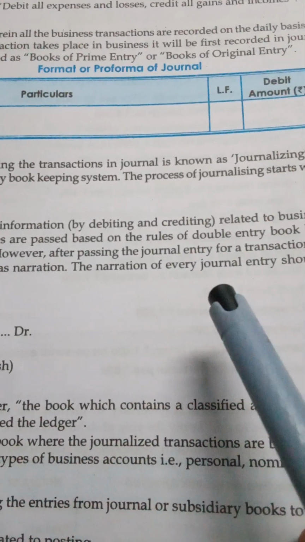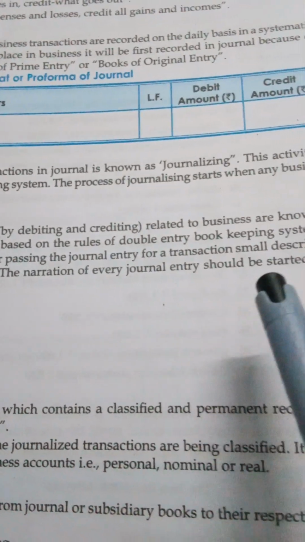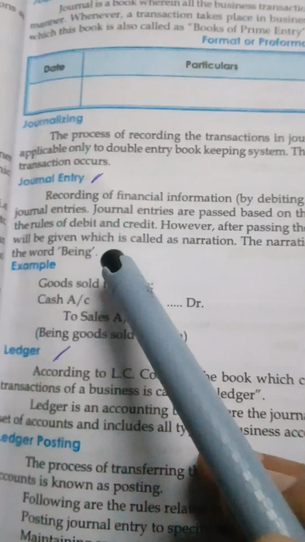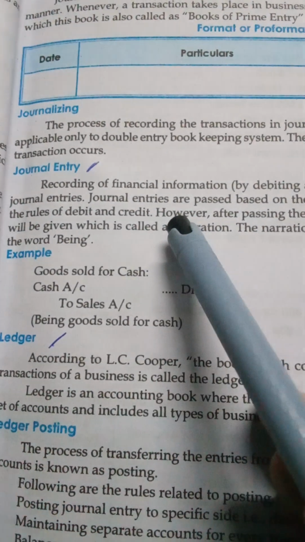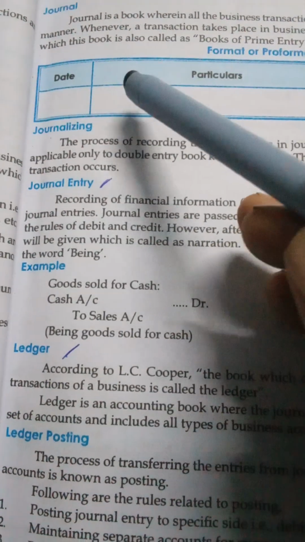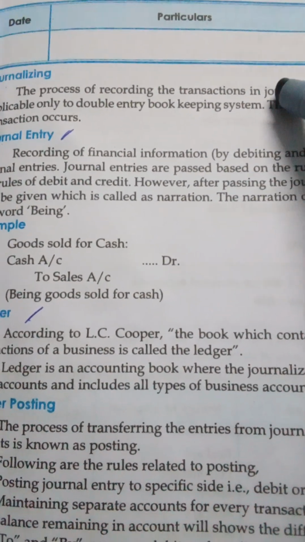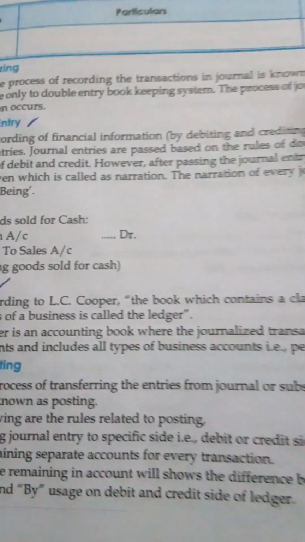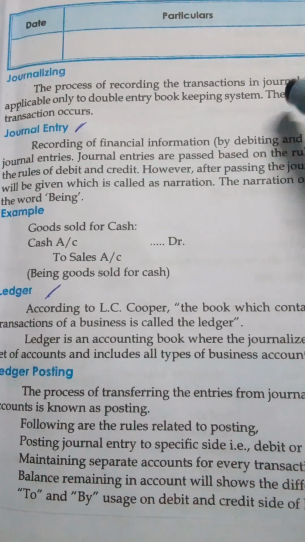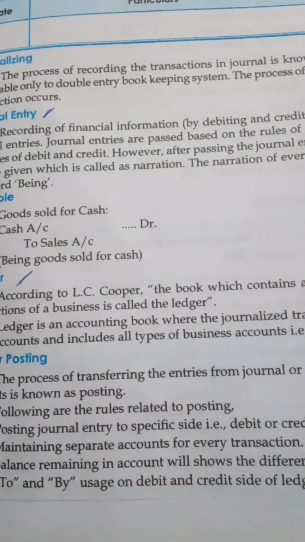The narration of every journal entry should start with the word "being". For example: goods sold for cash, cash account debit, credit to sales account, being goods sold for cash.